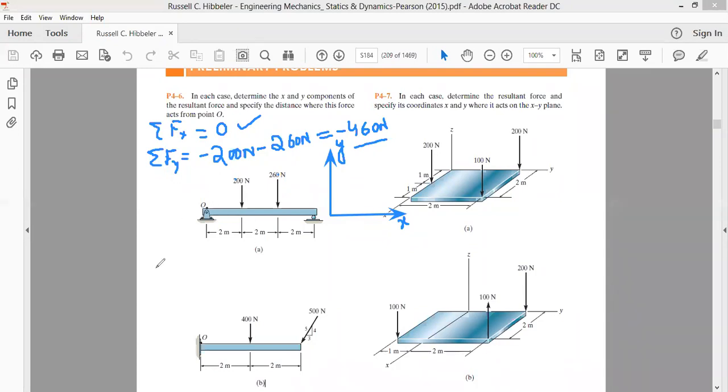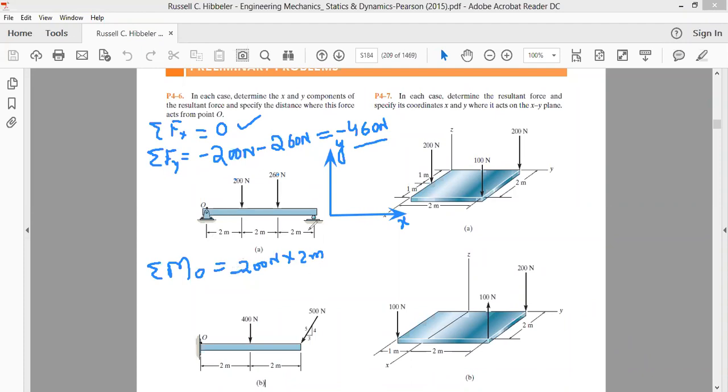Now, what about the moments? Summing up all the moments about an axis passing through point O, we will have a moment because of this 200 Newton force, that will be 200 Newton multiplied by 2 meter. And this 200 Newton force is trying to rotate this beam in the clockwise direction. Therefore, we'll take this as negative.